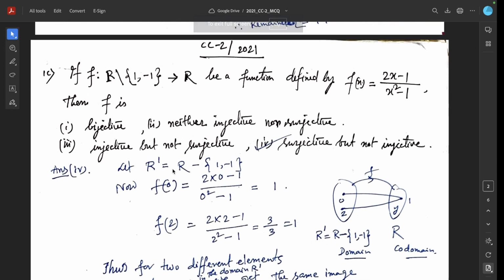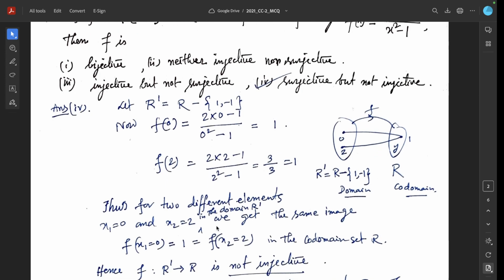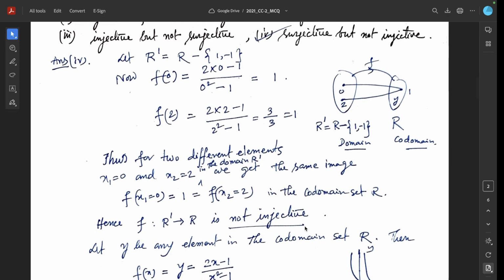Let R' be R minus the set {1, -1}. Now f(0) equals, putting x equal to 0 here, we get 1. So R' is the domain set and R is the codomain set. In the domain set, element 0 has image 1, and for 2 we get this also 1. Thus for two different elements x1 = 0 and x2 = 2 in the domain set R', we get the same image 1 in the codomain set. Hence this mapping f is not injective.